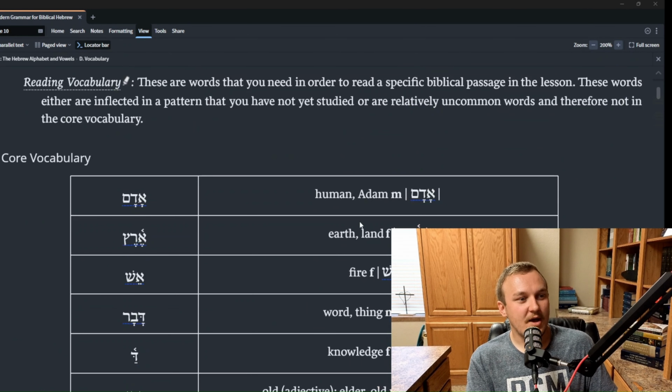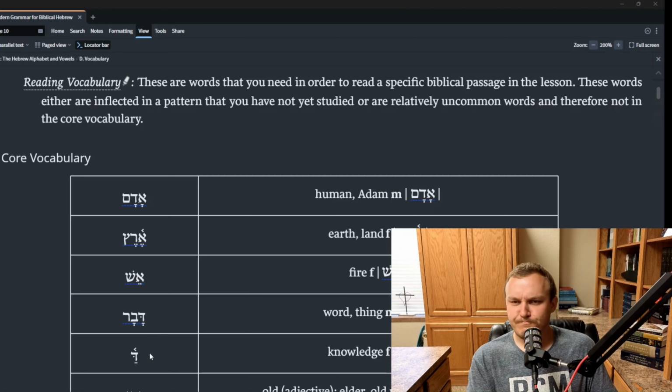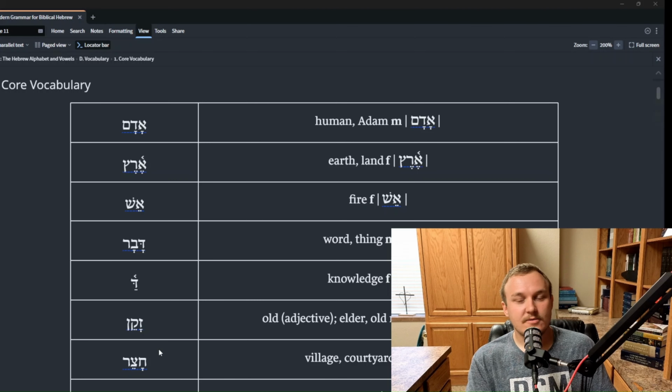Here's the vocab. So we have core vocab: Adam, human. I would take these and just break them off, maybe the first five here, and work on those over and over and over until I had them down, until I was not missing any at all. And then I would go on to the next group.